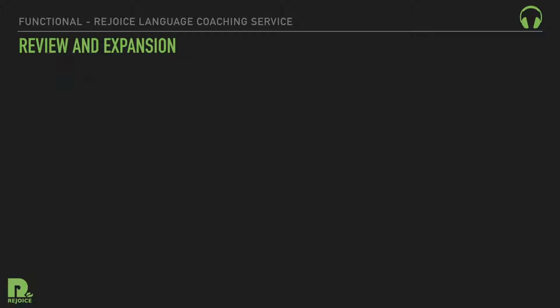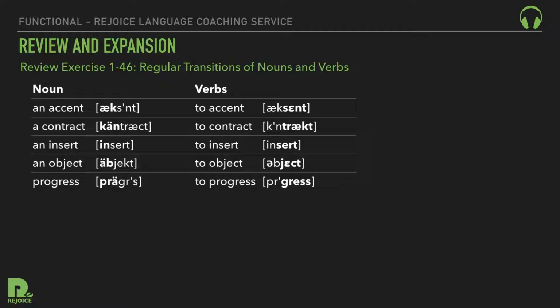Review exercise 146. Regular transitions of nouns and verbs. An accent, to accent. A contract, to contract. An insert, to insert. An object, to object. Progress, to progress.